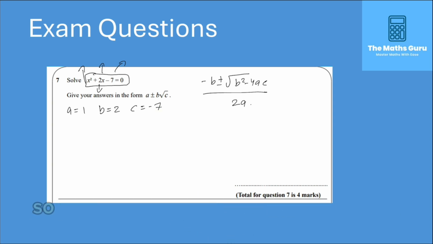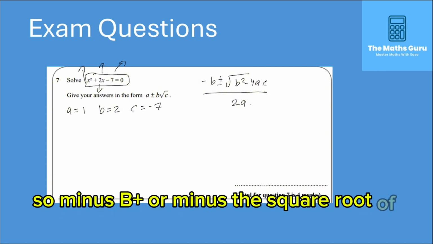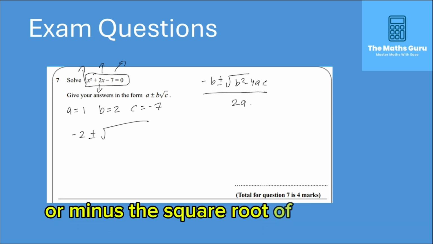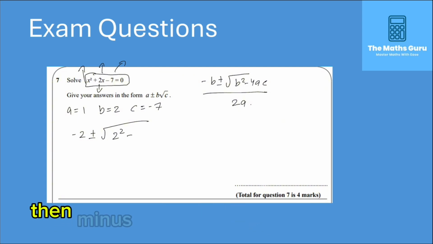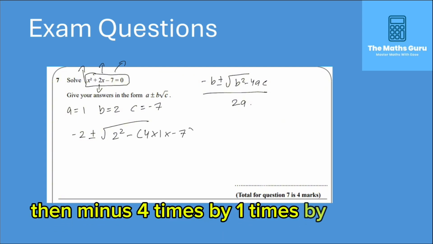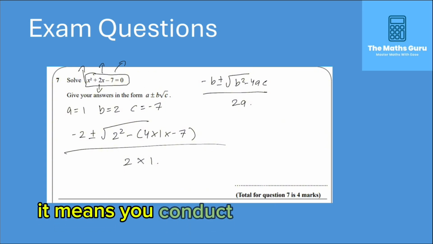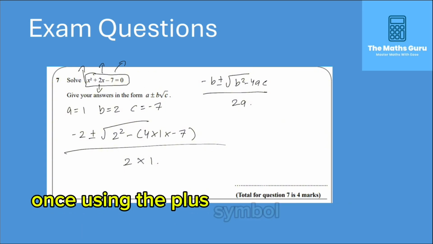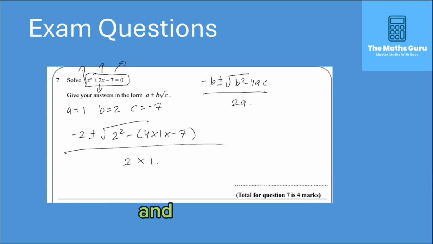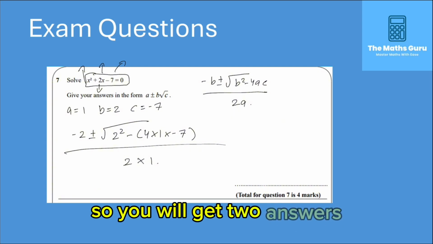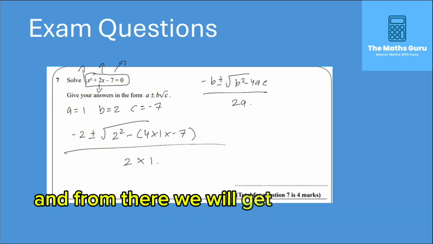Okay, so minus b plus or minus the square root of b squared minus 4ac. We're going to write this out now. So minus b will be minus 2 plus or minus the square root of b squared, which will be 2 squared, then minus 4 times 1 times minus 7, all divided by 2a, which will be 2 times 1. If you do not know what the plus or minus symbol means, it means you conduct the formula twice. Once using the plus symbol in that exact place, and once using the minus symbol in that place. So you will get two answers, and from there we will get the solutions that we need.